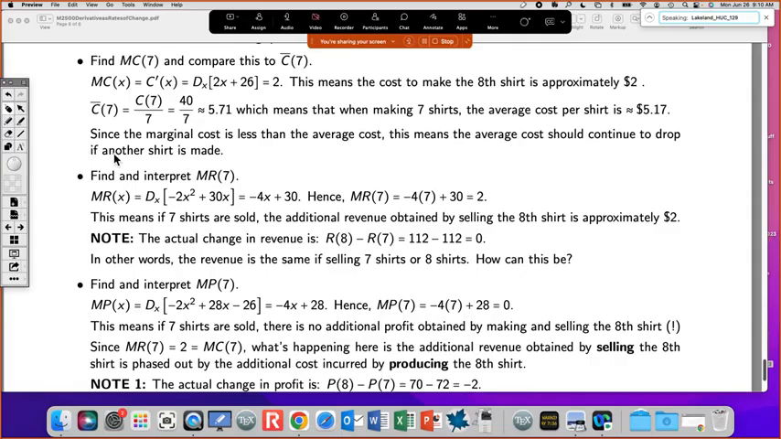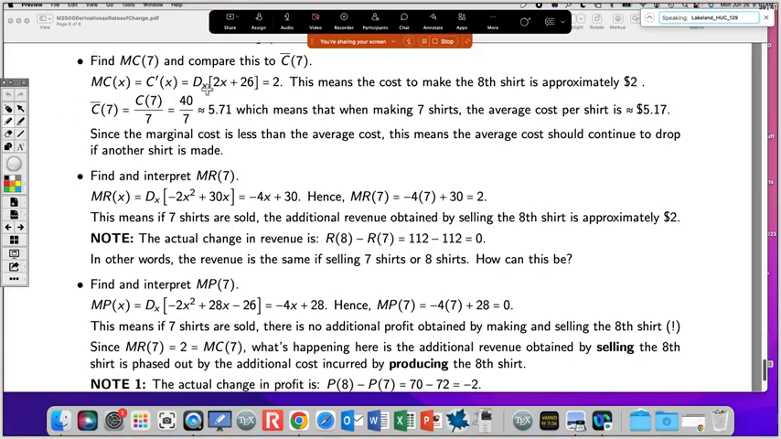So marginal, you're looking at the next one. So it's going to be an additional $2 to make the 8th t-shirt. C bar of 7, that's your total cost to make 7 shirts divided by 7 shirts. That works out to be 5.71. So the average cost per shirt is $5.71.